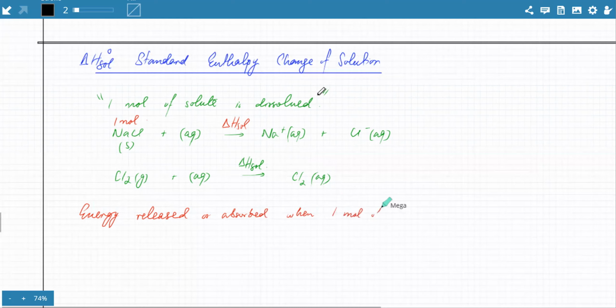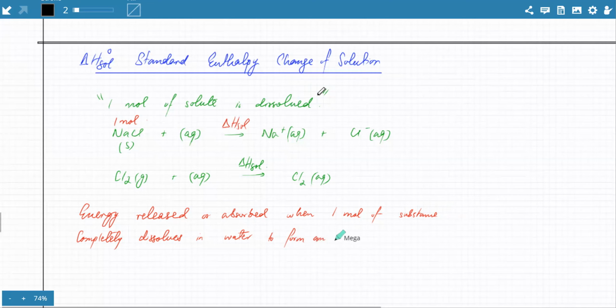When 1 mole of a substance completely mixes or completely dissolves in water, to form an aqueous solution.